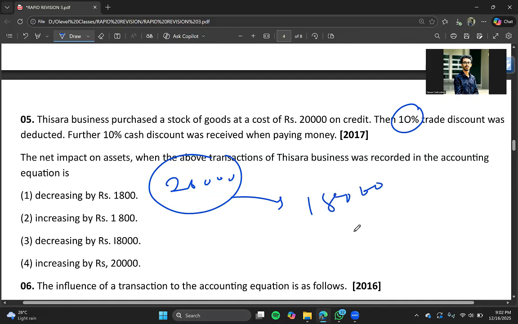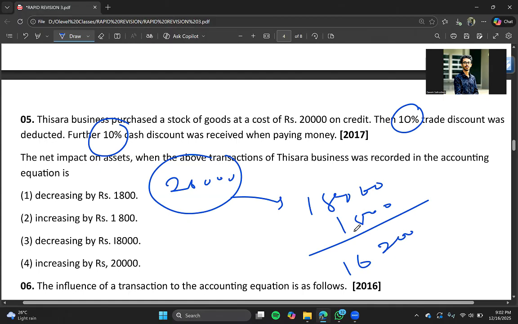And out of 18,000, when you are paying, another 10% discount is given. That is a cash discount. That means rupees 1,800 has been deducted. So now you are paying just 16,200.